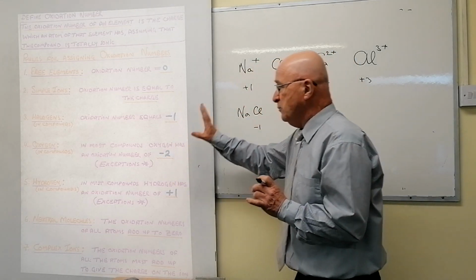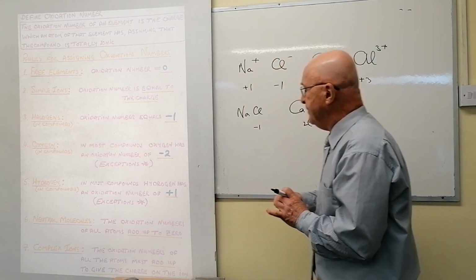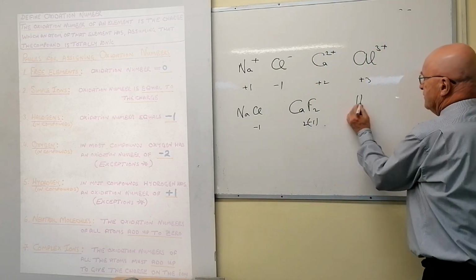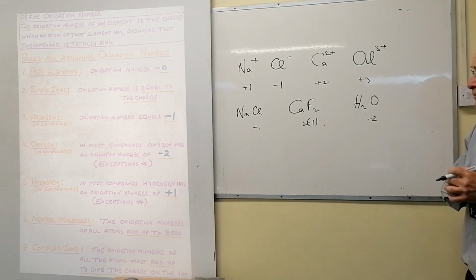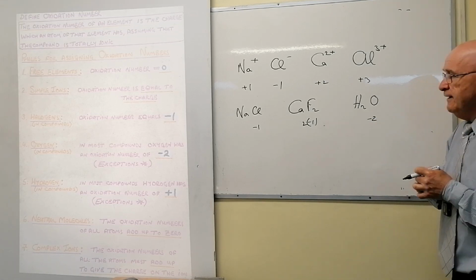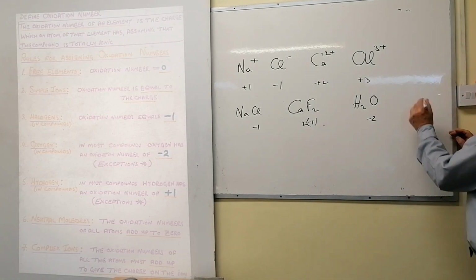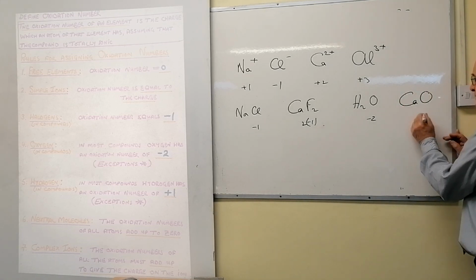Just so we're going to say for the moment, oxygen in a compound is -2, okay? There you are. H2O, the oxygen is -2. Okay, very important. Oxygen is -2, okay? Very important, no matter where you are with that now. Calcium oxide, the oxygen is -2.